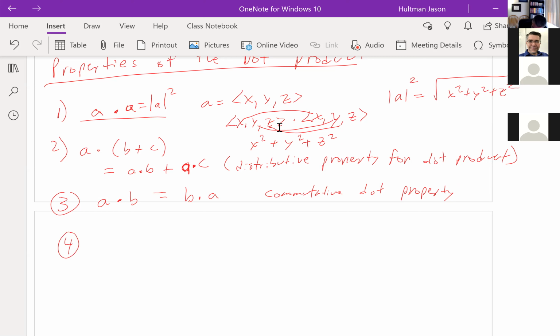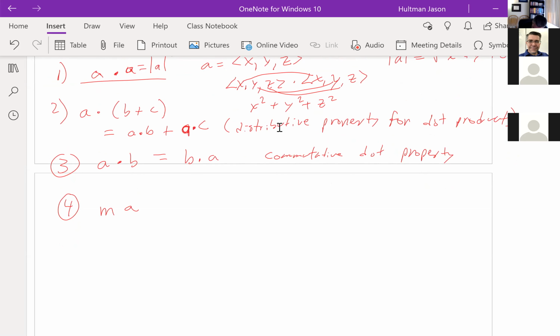Let's do M times A, dotted with B. Now A is a vector, B is a vector, but M is a scalar. It's just a number. This is the same as M times A dot B.